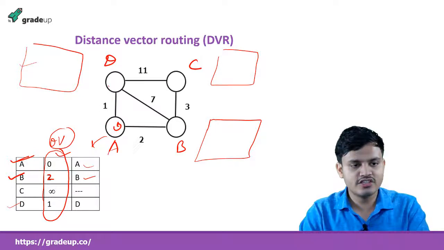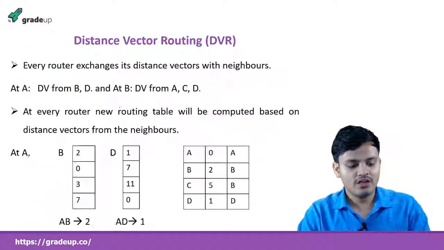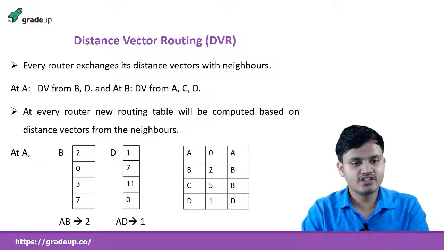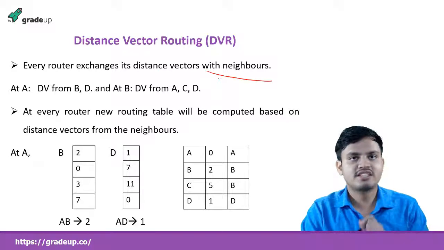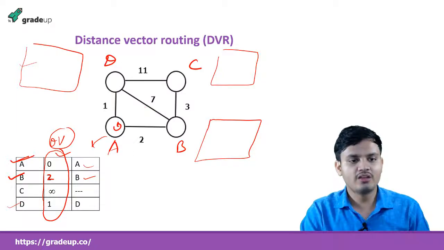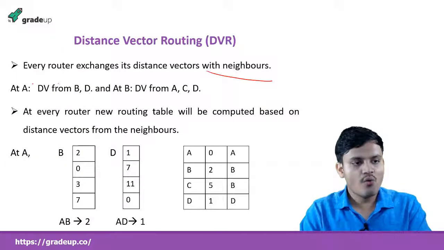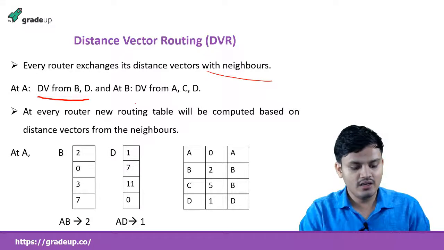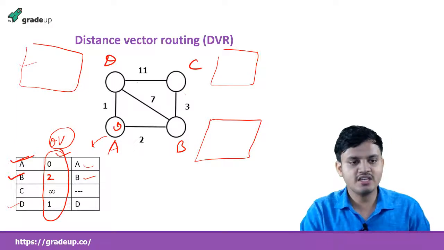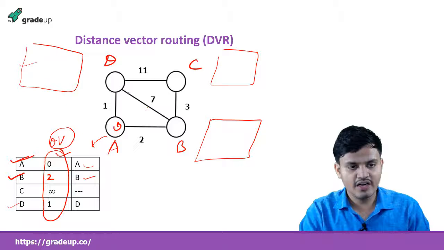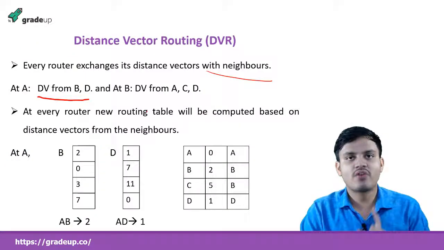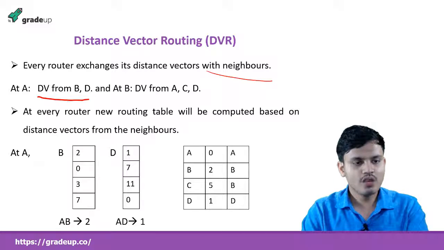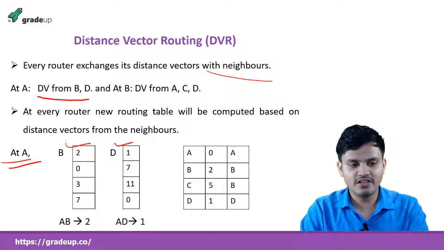So the distance vector will be exchanged by each router with its neighbors. A will send its distance vector to B and D, and A will also get from B and D. Okay, so every router exchanges distance vectors with its neighbors only. C is not going to give the distance vector to A. There is no way. Now at A, we get the distance vectors from B and D. At B, we get from A, C and D directly. That is why we get 3 distance vectors at B. At A we get 2 distance vectors.